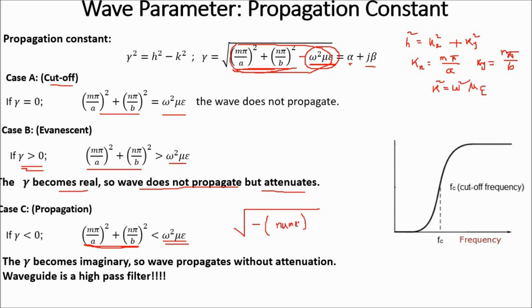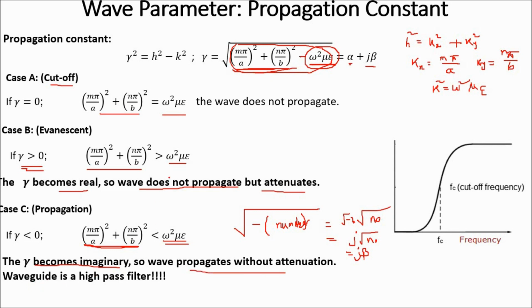So you see the negative number. The negative sign can be replaced by j squared, that is, negative 1 equals j, and the square root of the number, and this square root of something is equal to beta, so you will get j beta. At this time you will get j beta. So the wave has a phase constant but no alpha. That means gamma becomes completely imaginary, so the wave propagates without attenuation.